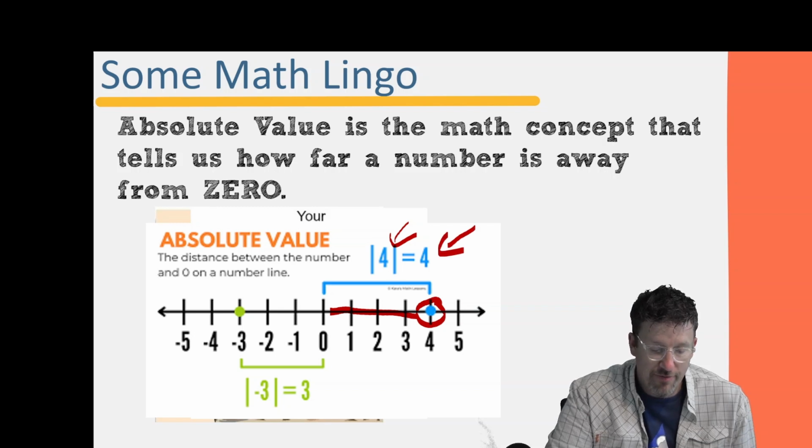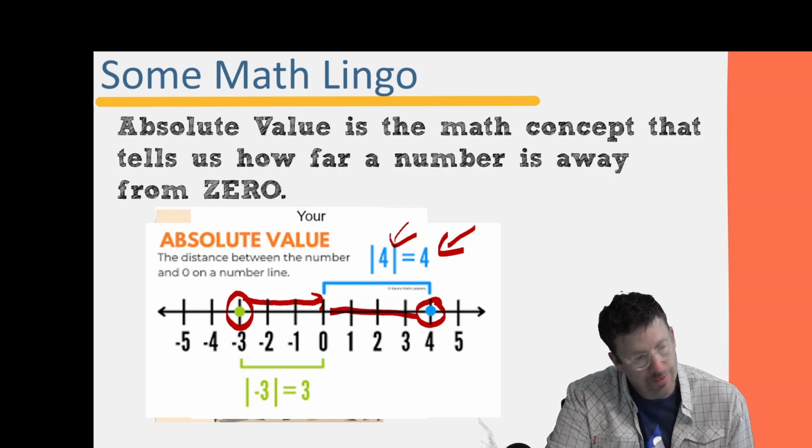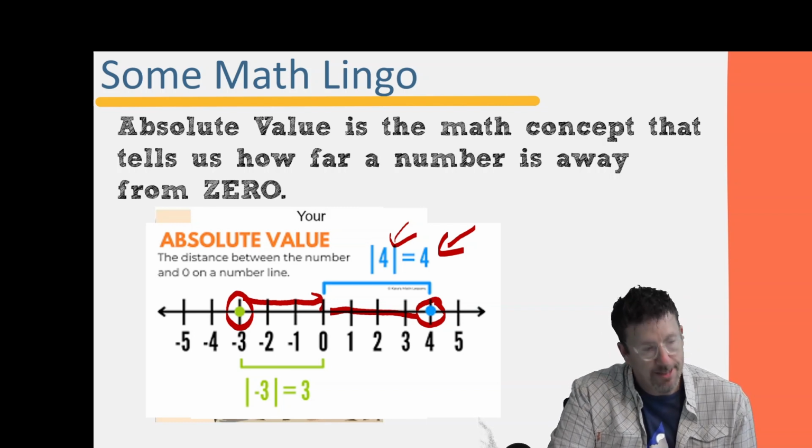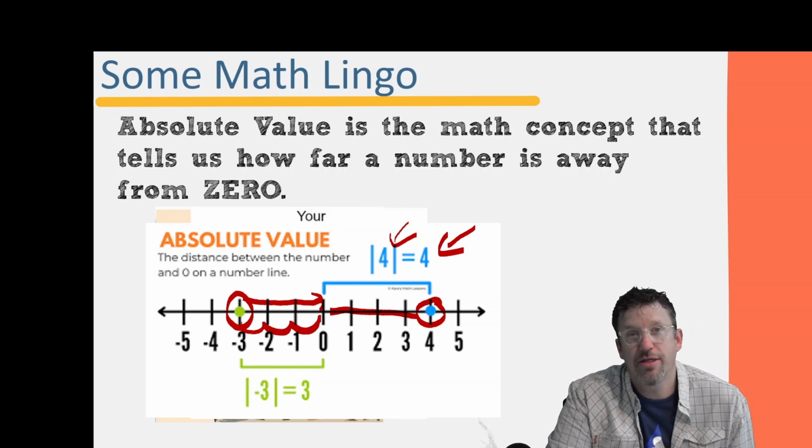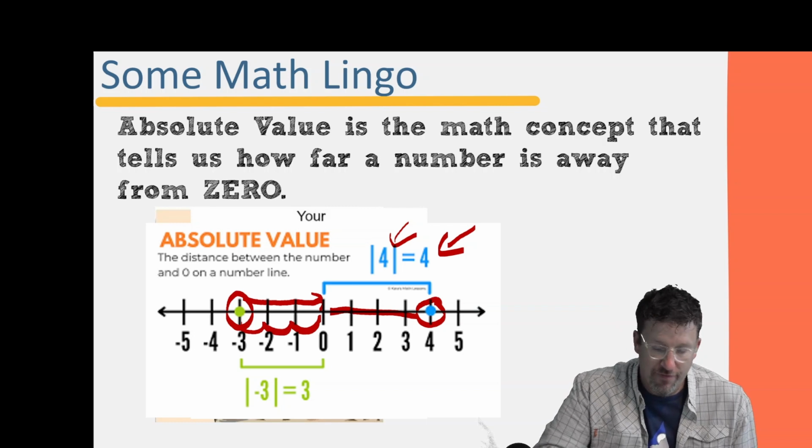What about the absolute value of negative 3? Oh, that's a negative, so that's going to be negative 3. No, no, no. The absolute value of negative 3 means that negative 3 is 3 away from 0. So it's how far are we away from 0?